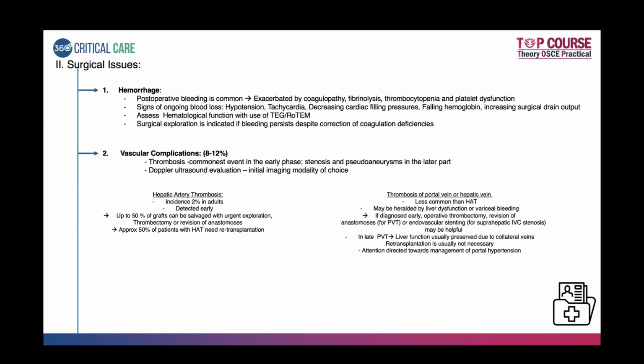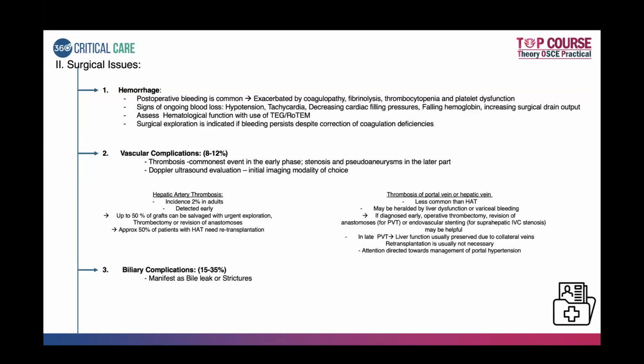If it is diagnosed early, operative thrombectomy, revision of the anastomosis, especially if it is a portal vein thrombosis, or endovascular stenting may be helpful. That is especially if it is suprahepatic IVC stenosis. But in late cases who come with a portal vein thrombosis, usually collaterals start to develop. So in those subsets, retransplantation is not necessary. You need to look into management of portal hypertension.